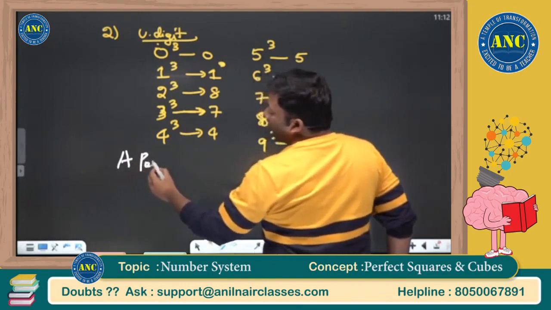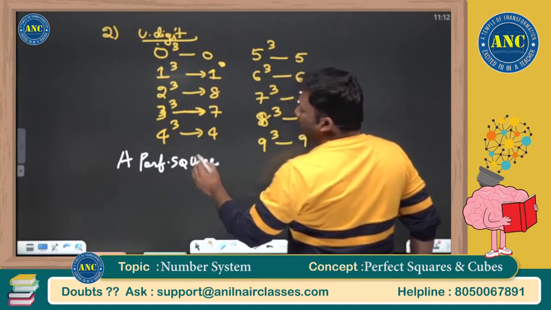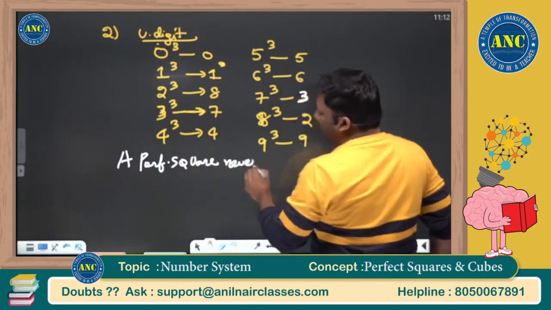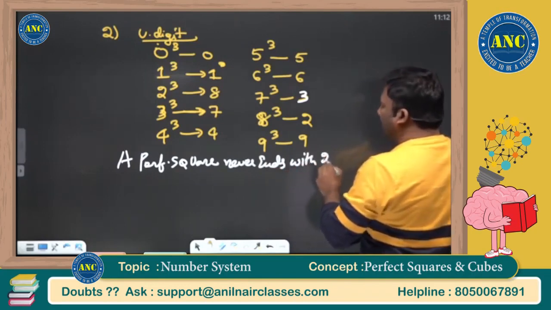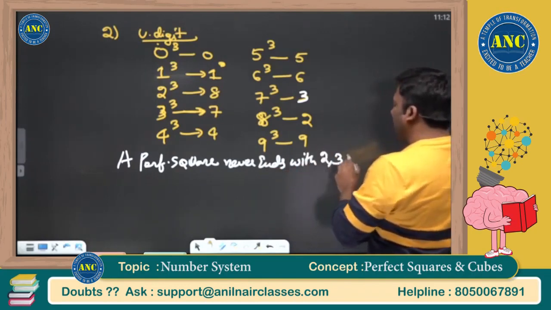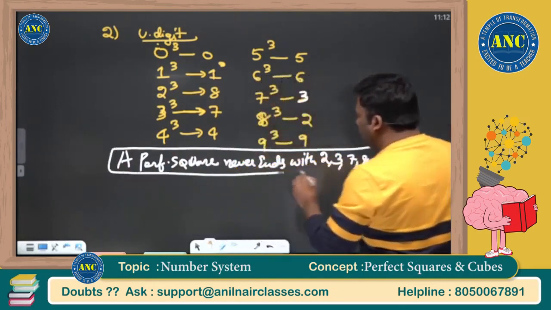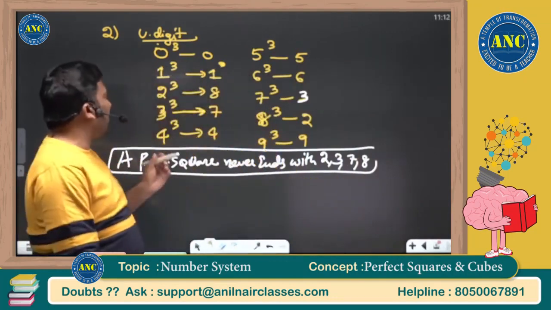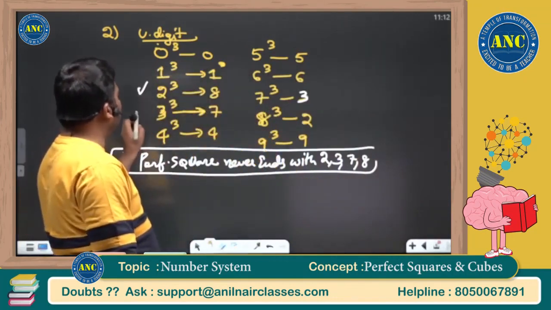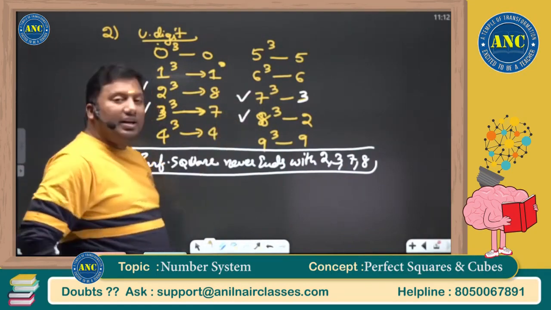A perfect square never ends with 2, 3, 7 or 8. Identify all the unit digits which are having 2, 3, 7 or 8. 2 here it is there, 3 here it is there, 7 here it is there, 8 here it is there.